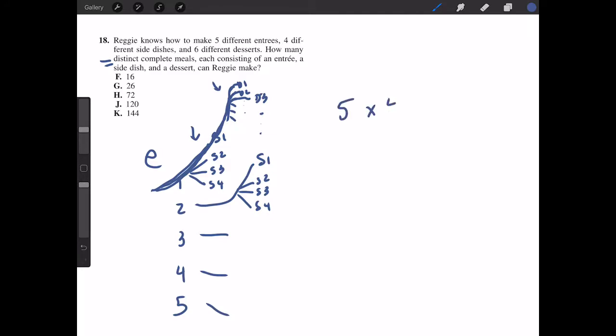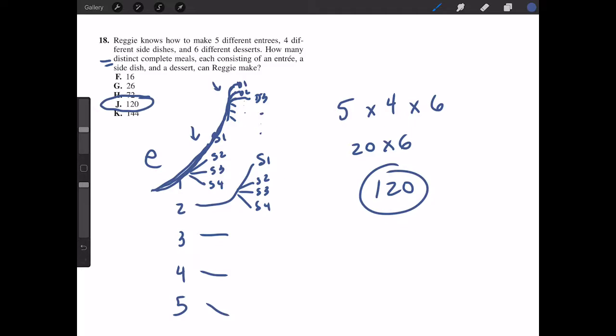What you need to do is multiply 5 times 4 times 6, and that'll give you the correct answer. So 5 times 4 is, of course, 20, and 20 times 6 is 120. So you have a total of 120 choices, which is choice J. And again, this tree can help you visualize why you multiply.